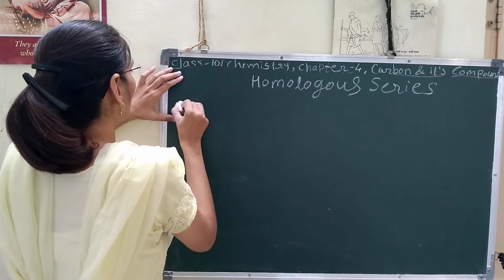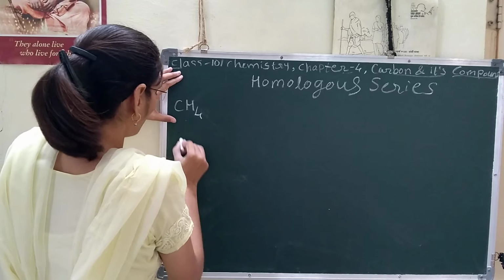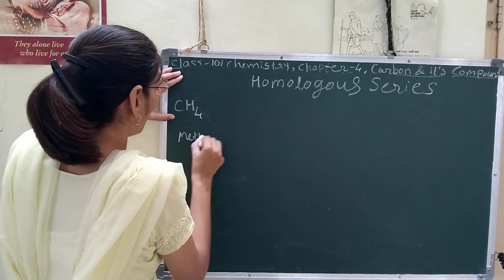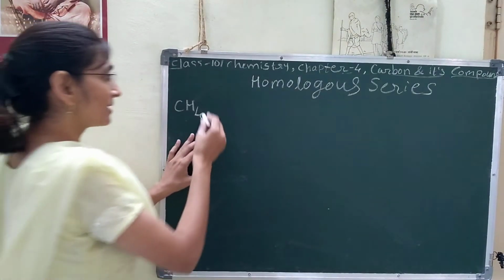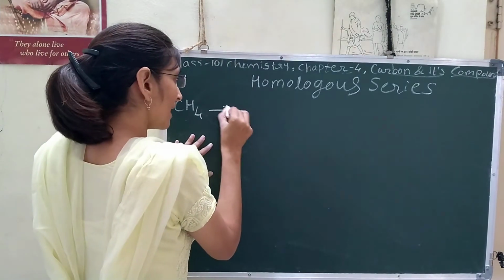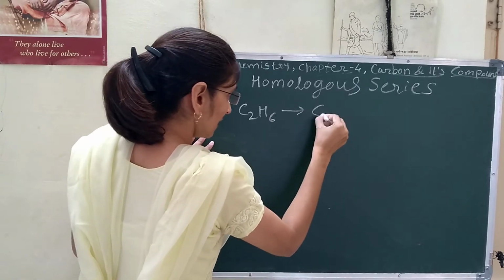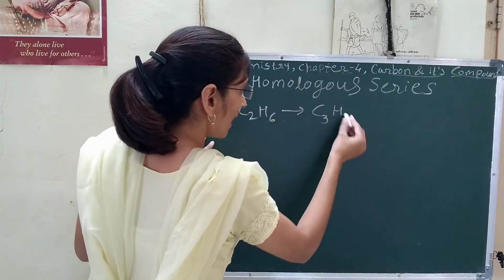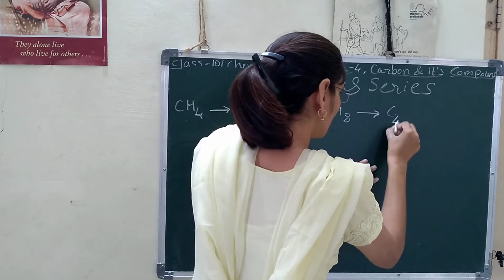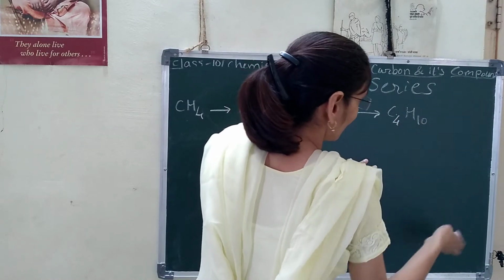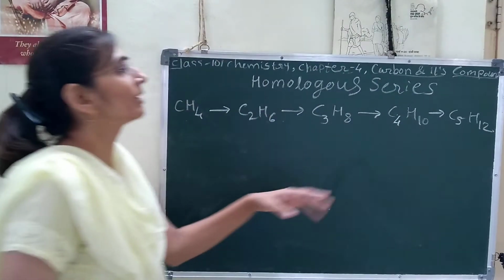So the first alkane is CH4, that is methane. First is methane. You know very well ethane, propane, butane, pentane. And what is the chemical formula, here we will see. Then the next member is C2H6. Then the next member is C3H8, again 2 added. Again C4H10. Again C5H12. So what is your observation?